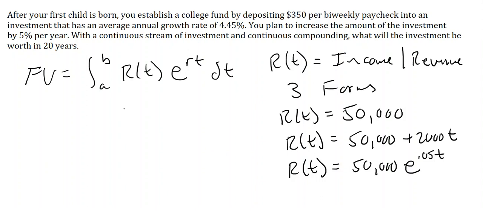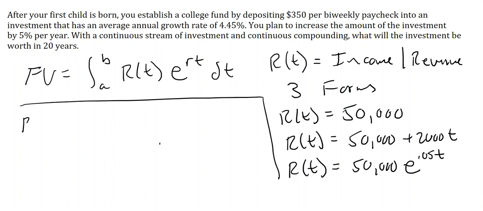So read the problem, and there's two parts to it. First of all, we have to figure out what the revenue function is. So the revenue function here is $350 per biweekly paycheck. That means every other week for an entire year. So on an annual basis, that's going to be 350 times 26, because biweekly would be 26 times a year.